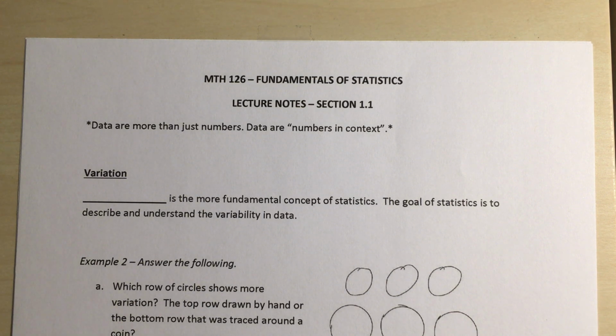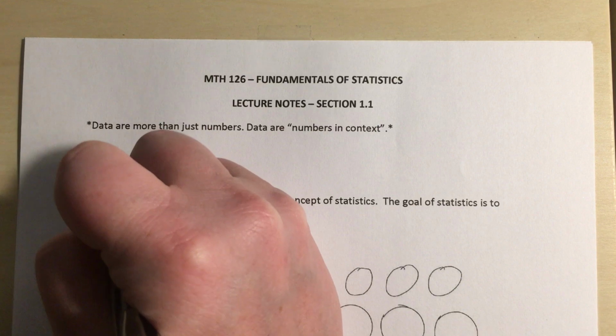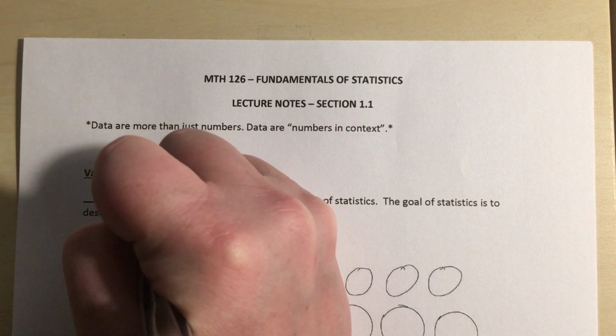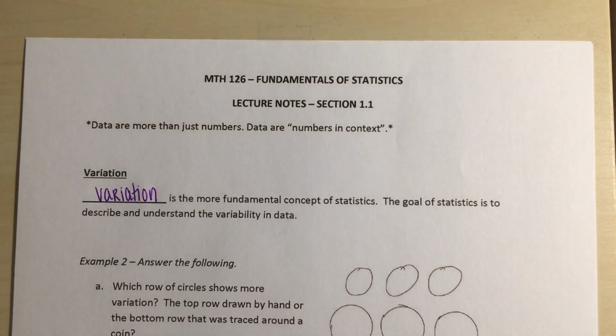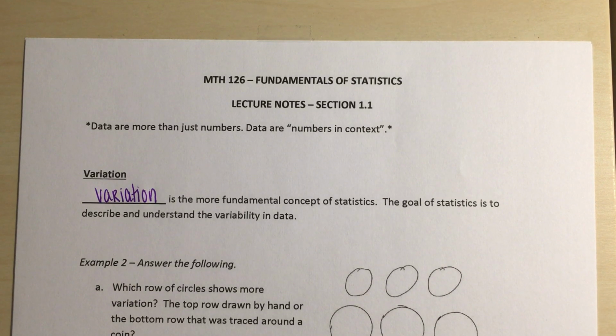All right, so we said that the study of statistics relied on two major concepts, variation and data. We just talked about data, so let's talk a little bit about variation. Variation is the more fundamental concept of statistics. The goal of statistics is to describe and understand the variability in data. Variability meaning the differences, right? How is data different? How is it similar, right? How can we compare different data sets?